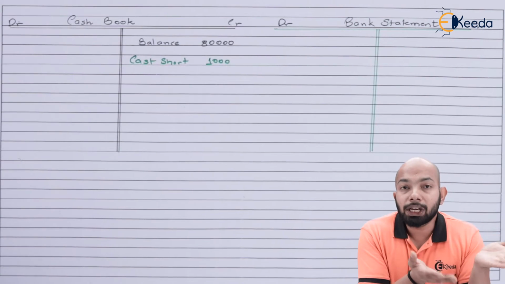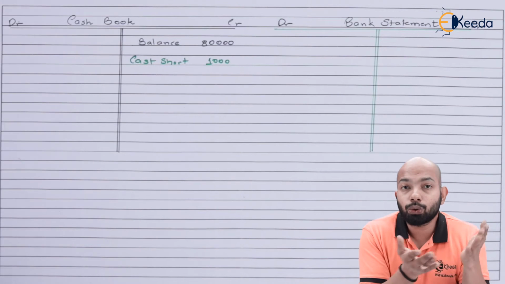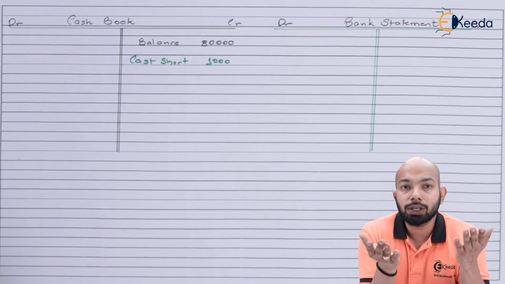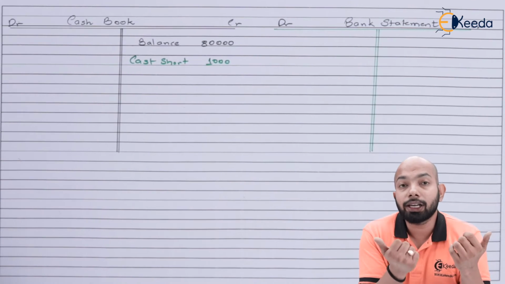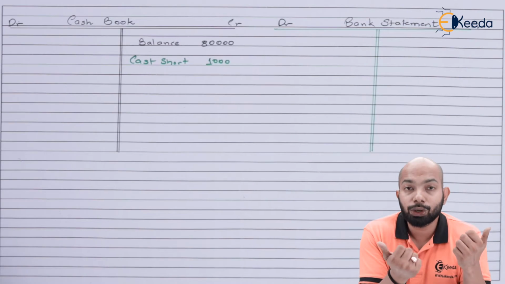So what do you think, this premium of life insurance policy that is going out, is it adding to your bank balance or reducing your bank balance? That's correct. It's reducing the bank balance. Hence, it will be recorded on the credit side of the cash book. So let's mention it there.